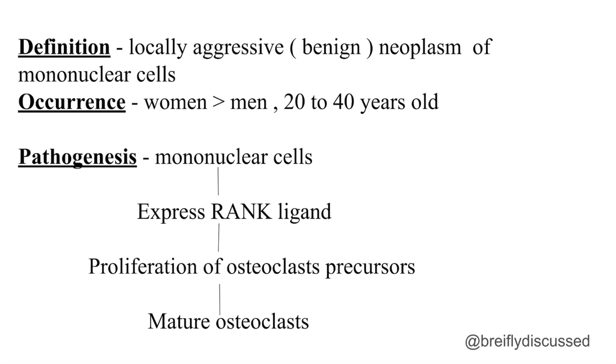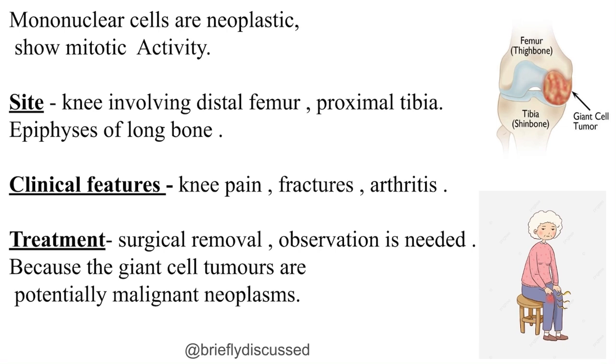Coming to the pathogenesis, here the neoplastic cells are mononuclear cells. So here the mononuclear cells will be expressing this RANK ligand, right? So this RANK ligand will cause proliferation of osteoclast precursors. What happens if these osteoclast precursors are proliferating? They will eventually turn into mature osteoclasts. So whenever you see this word osteoclast, remember the C in osteoclast stands for cutting the bone. Whereas in the case of osteoblast, the B in osteoblast stands for building the bone. So the mononuclear cells are the neoplastic cells which show this mitotic activity. Because these are neoplastic cells, they will have a high mitotic rate, right? They divide fast and all. So these mononuclear cells will be showing this mitotic activity.